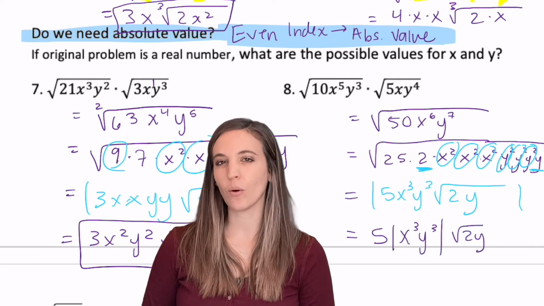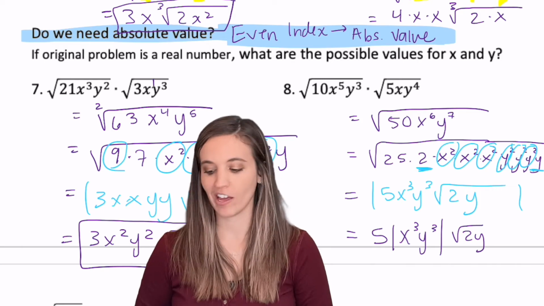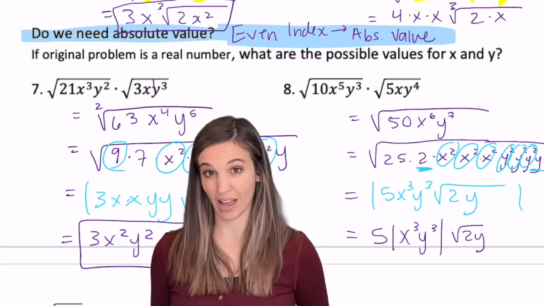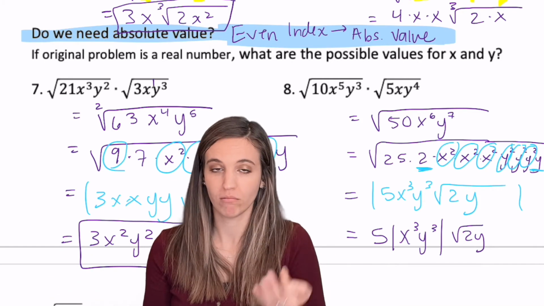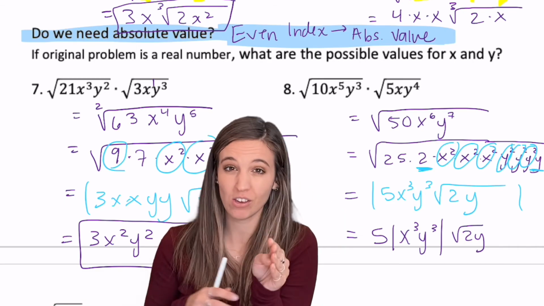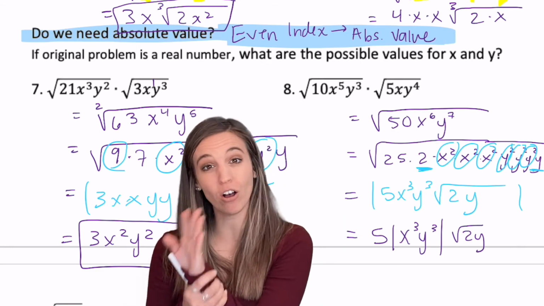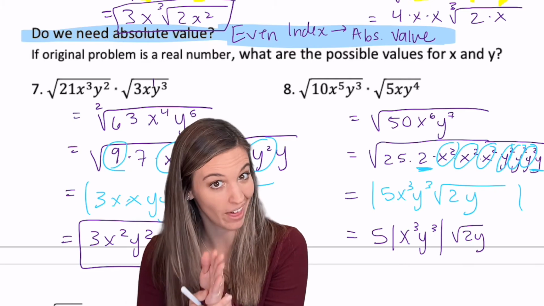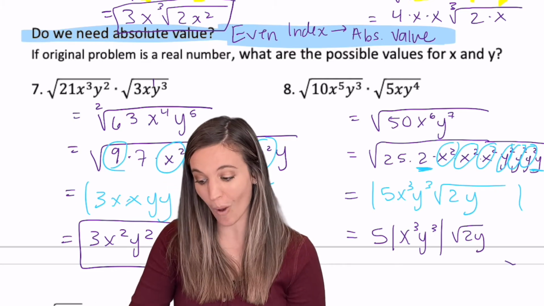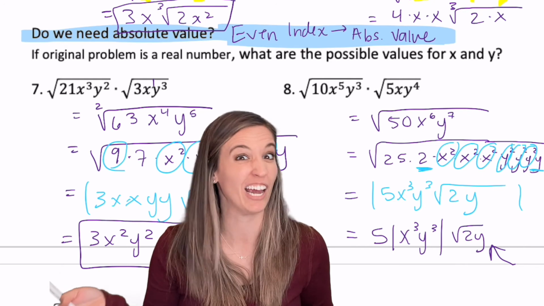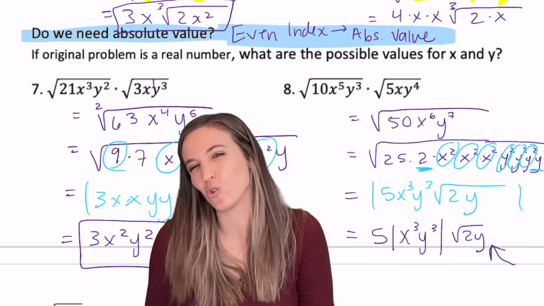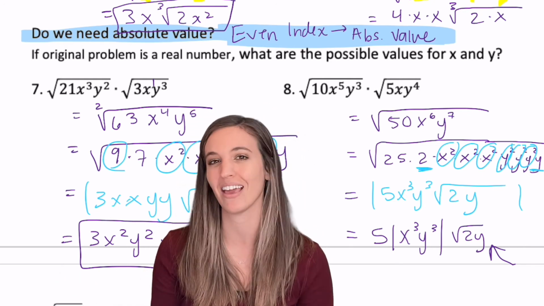All right, so let's see what we got here. I got 5 absolute value x cubed y cubed times the square root of 2y. In my absolute value bars, I kept the x cubed because I know that needs to be positive, and then I also kept the y cubed because I also know that needs to be positive. But since there's a y left in my radical, I kind of guaranteed the y is going to be positive, so I technically didn't need the y cubed in the absolute value bars.